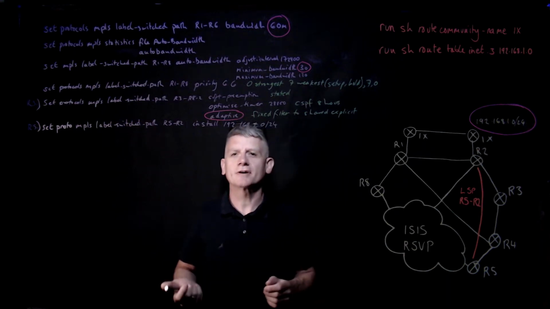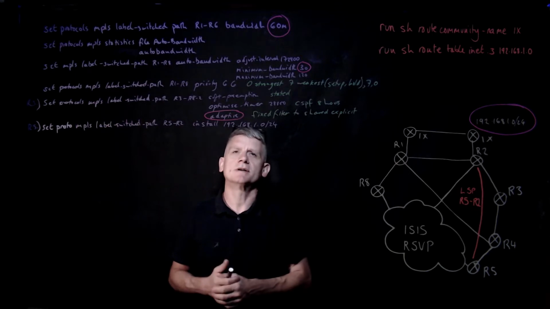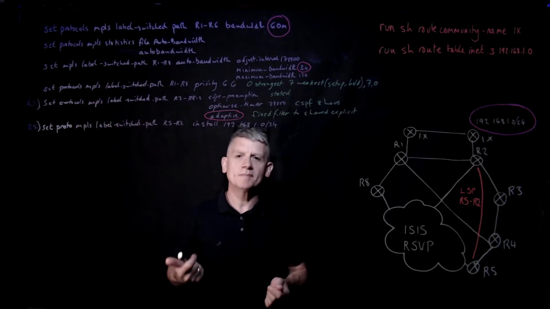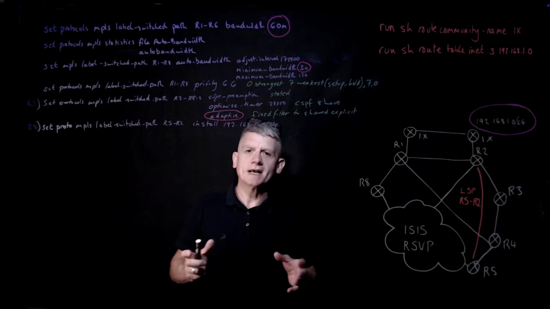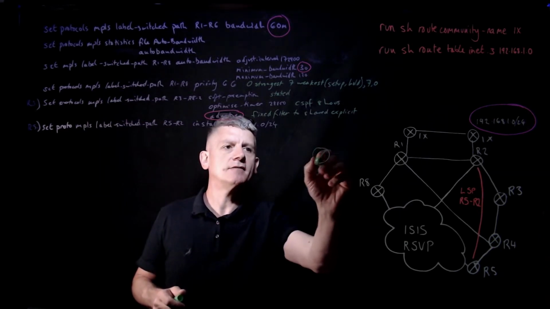Okay, so there are quite a few parameters that we can adjust on the LSPs. Let's have a look at some of the more common ones. So the first one would be bandwidth. Now we know that as we allocate bandwidth on an LSP, that bandwidth gets allocated on the egress interface.